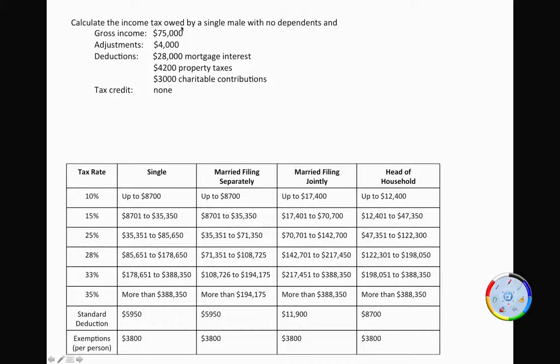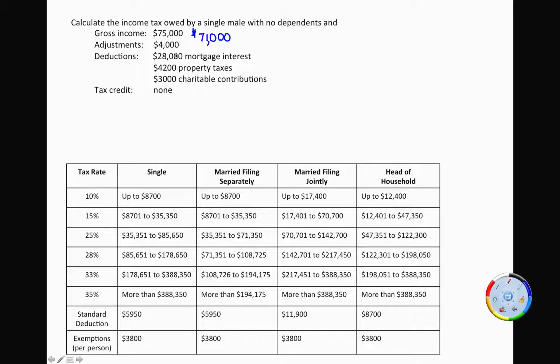Let's calculate the income tax owed by a single male with no dependents, and here are his identifying marks. Okay, he has a gross income of $75,000 and he has adjustments of $4,000. Meaning the first thing I have to do is find that adjusted gross income. So his adjusted gross income is $75,000 minus $4,000. So far we're down to working with $71,000 for this guy, right? Take off those adjustments first.